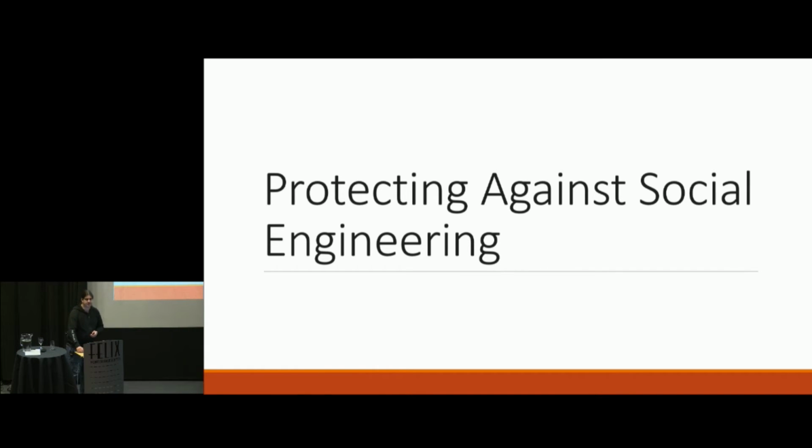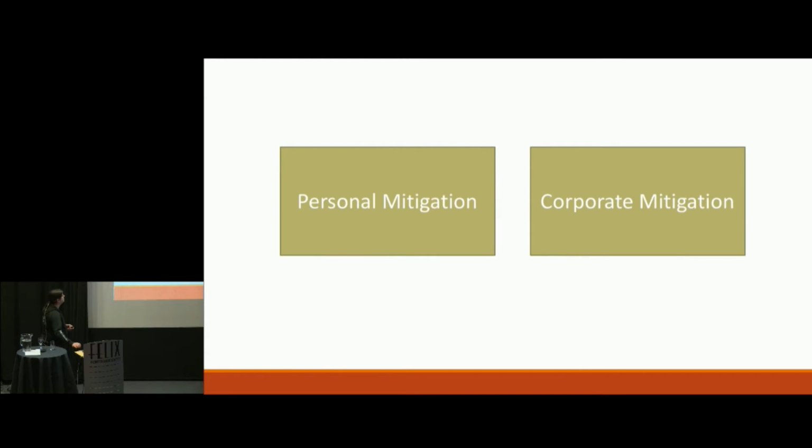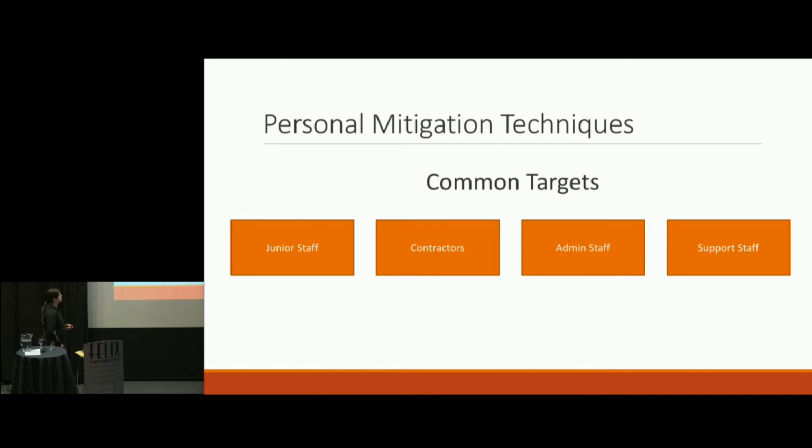So what can we do about it as individuals and as companies? Actually protecting yourself from this stuff isn't as hard as what you might think. A lot of it is good common sense. So if we look at some of the personal mitigation techniques. Common targets might be junior staff, contractors, admin staff or support staff. A lot of these people are targeted because they're probably more vulnerable in an organisation.